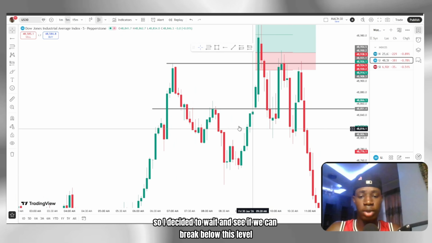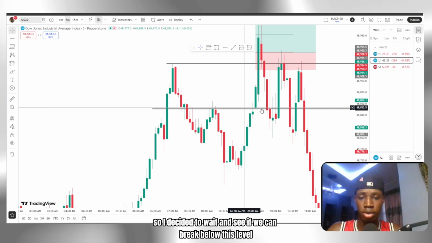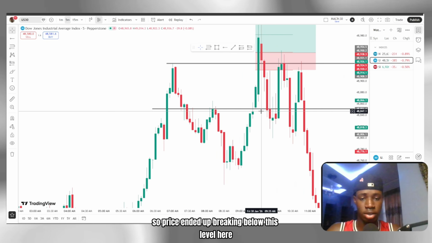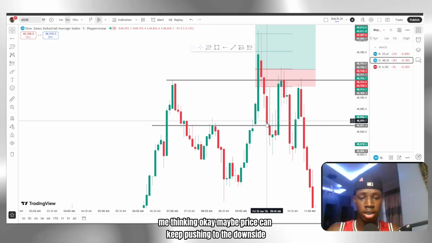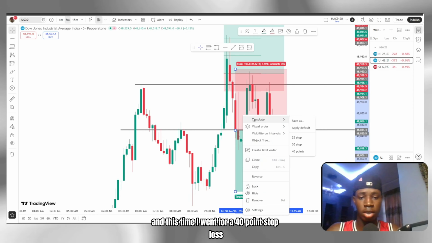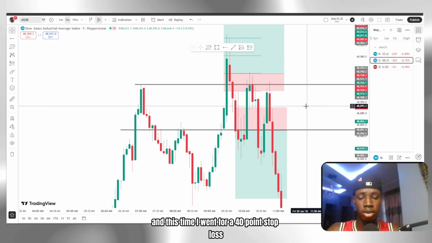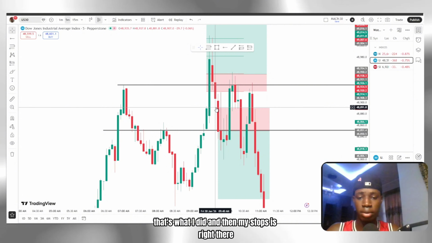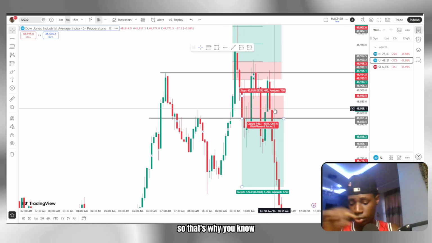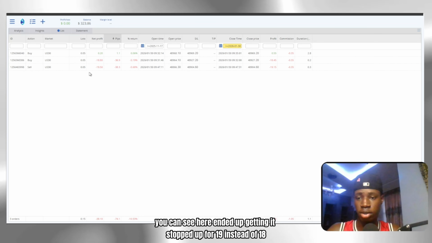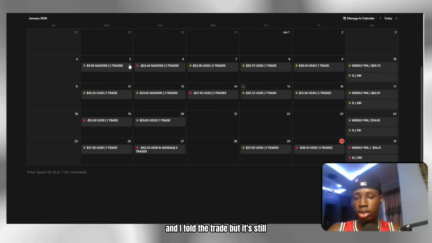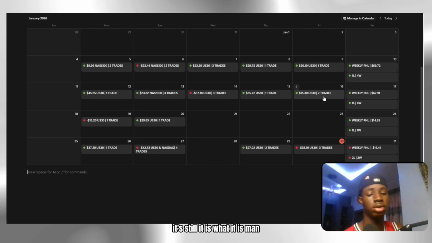So I decided to wait and see if we can break below this level. Price ended up breaking below this level here, me thinking, okay, maybe price can keep pushing to the downside. I ended up taking a sell trade here, and this time I went for a 40-point stop loss. But I ended up getting stopped out, so you can see here I got stopped out for 19 instead of 18, and they tore the trade. But it is what it is, man.